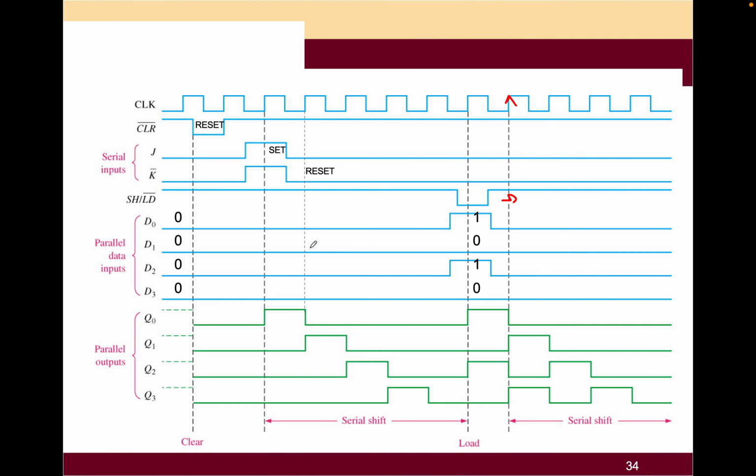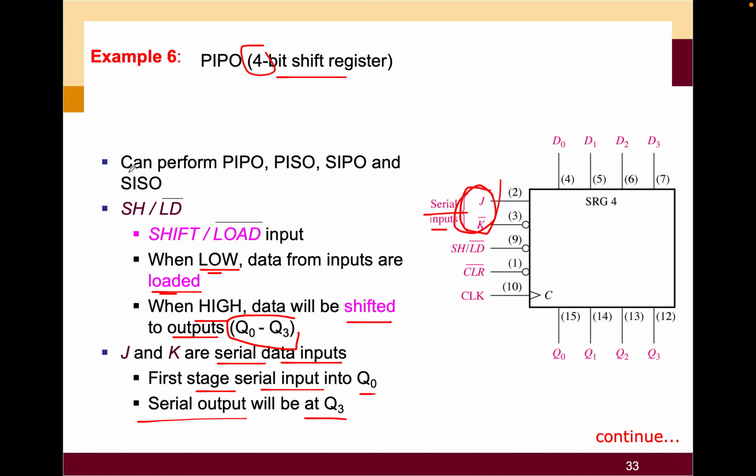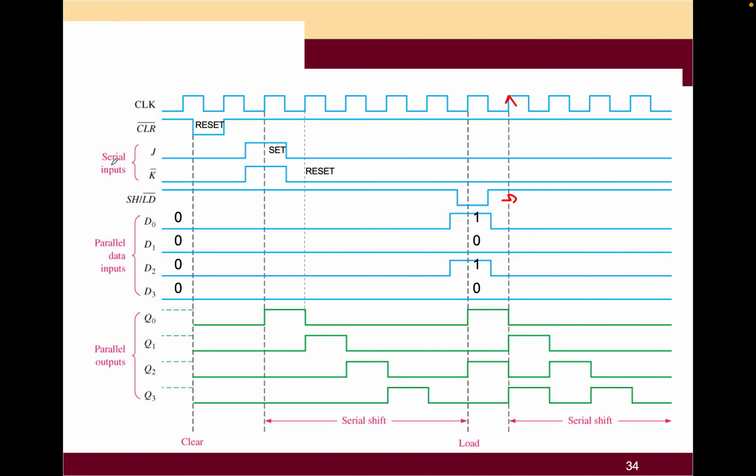So first of all, you can see at this side, it can perform PIPO. It can also be PISO. It can be SIPO and also SISO. That is why it's mentioned here. So at the beginning you have 0, 0 for your D0, D1, D2, and D3.